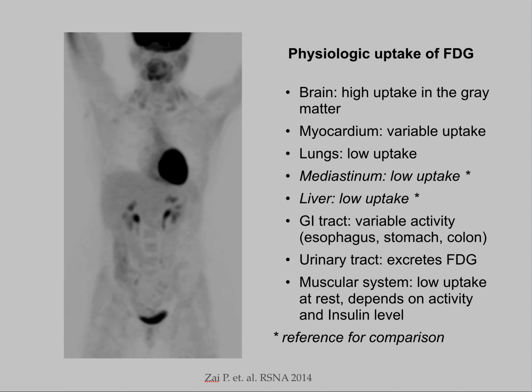Heart, highly variable, sometimes can be very intense, sometimes relatively low. Kidneys excrete FDG, so we will see activity within the renal pelvises, ureters, and urinary bladder. Muscle uptake will be highly variable, primarily depending on the insulin level. And if you see diffuse muscle uptake throughout the body, that means the patient likely ate just before the scan, so the insulin shot up, decreased the blood sugar, and drove it into the muscle, and is driving the FDG into the muscle as well.